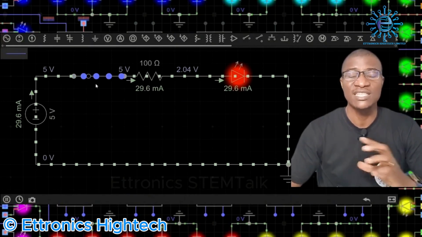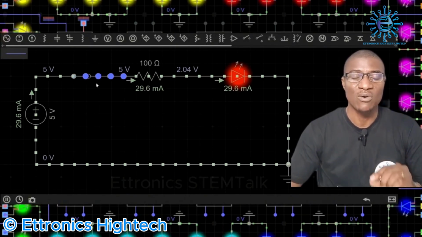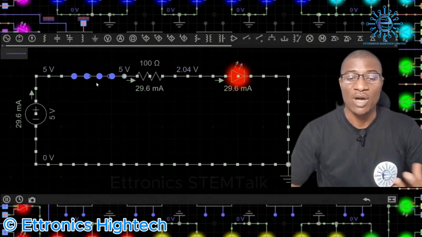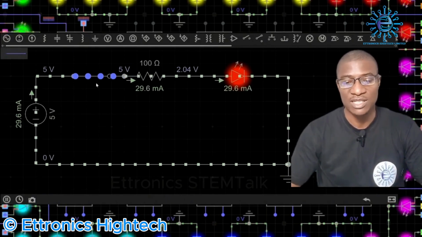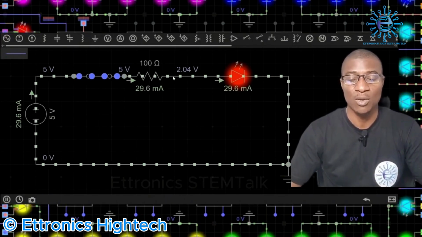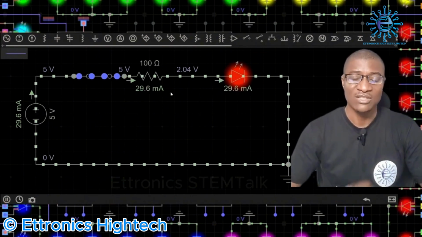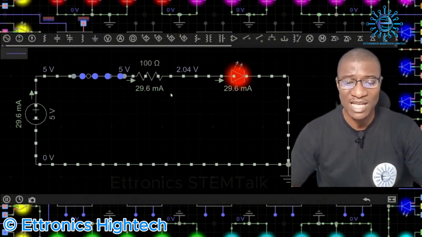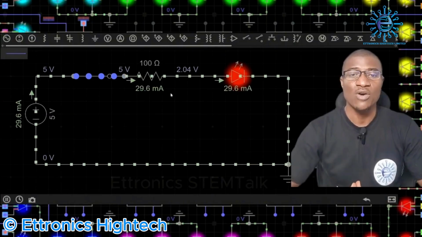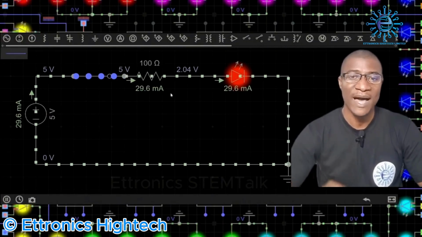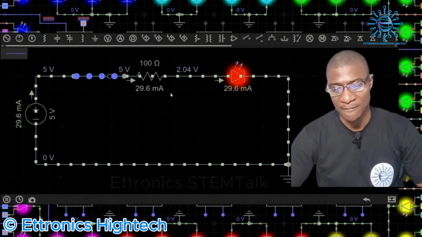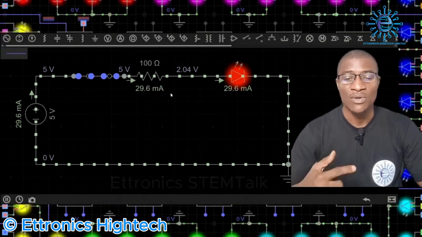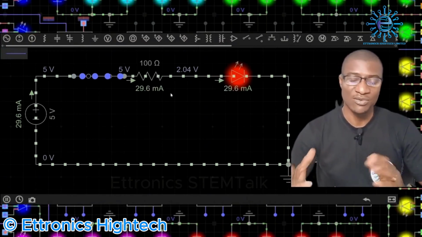So current in any circuit will always flow from a region or a point of high voltage or potential to a point of low voltage or potential in a circuit. That's number two. Then the third thing we should know is that in a circuit, more current flows through the path with the least resistance. More current flows through the path with the least resistance.